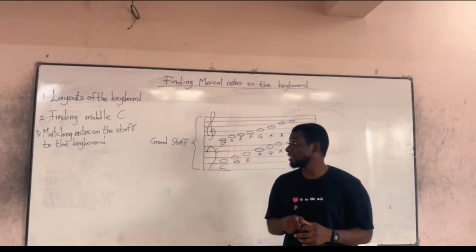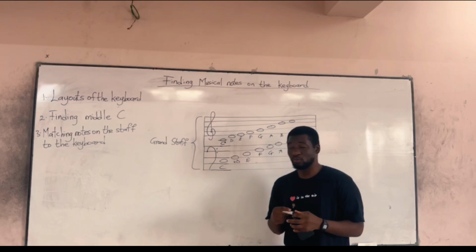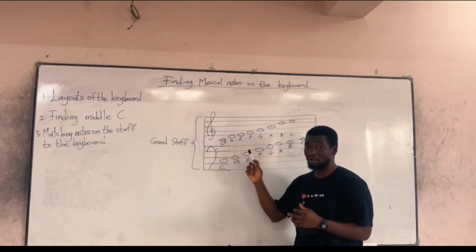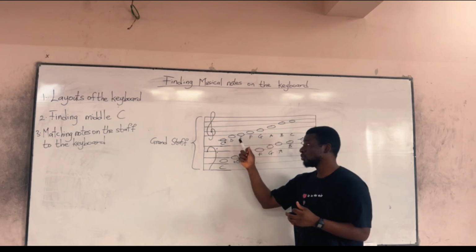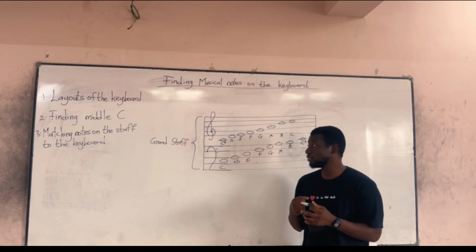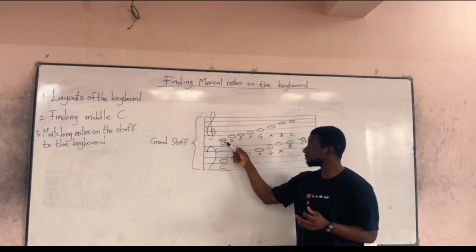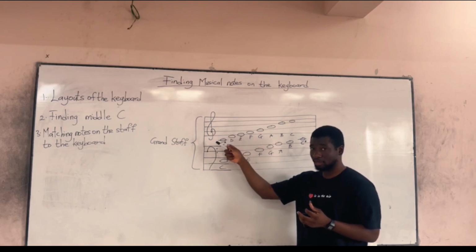The last item on our list is matching notes on the staff to the keyboard, looking at the board and at the keyboard at the same time. I'll point to the notes and then play them on the keyboard so that you get to know where the notes are. So this is C, this is G, on the treble clef. I'm talking about the treble clef.